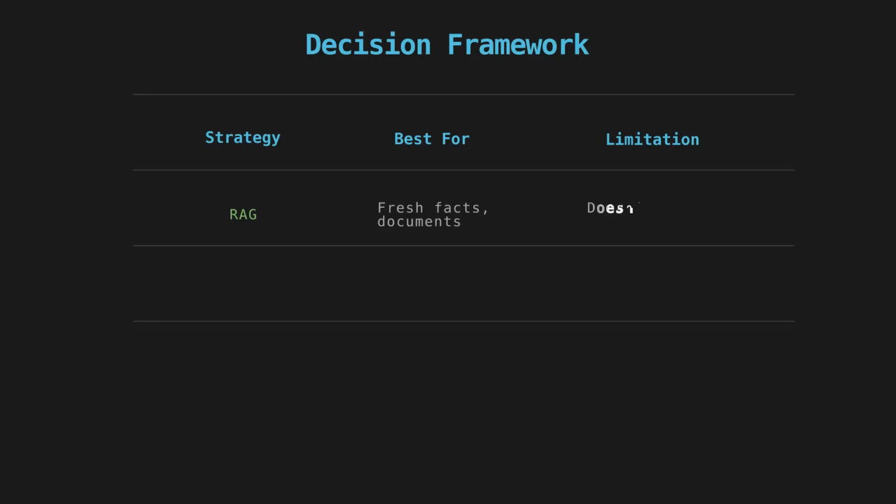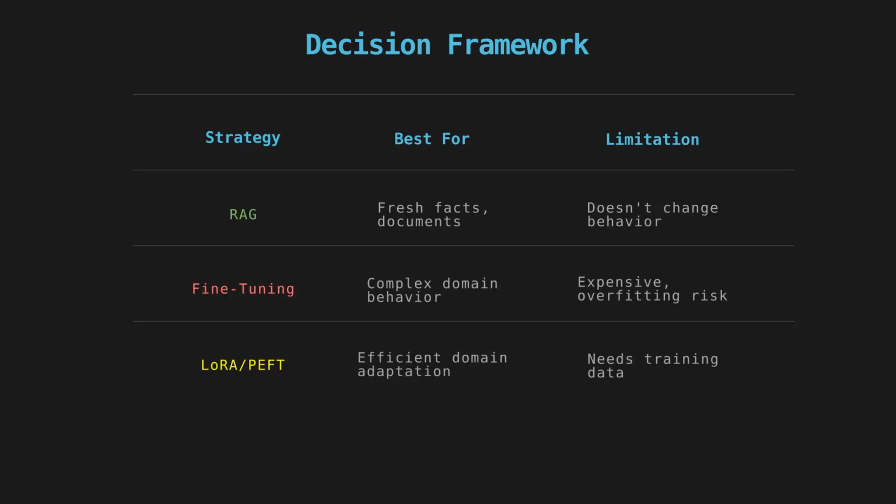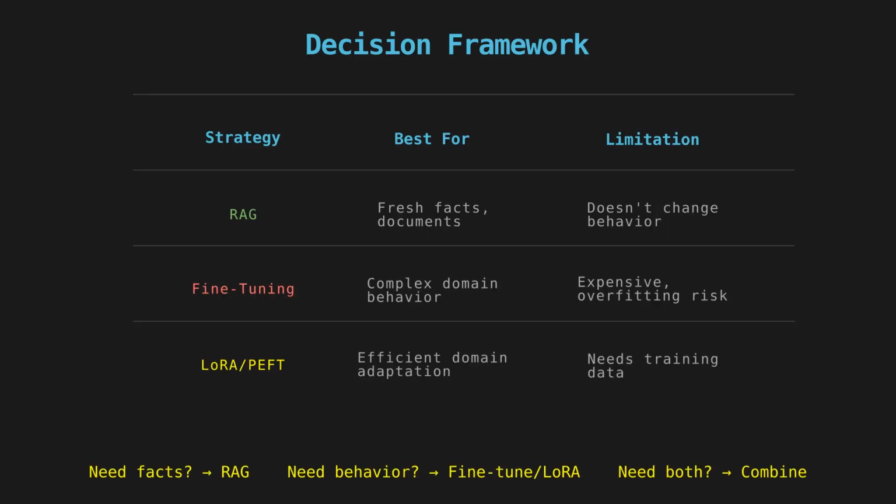So how do you choose? Here is a simple framework. Use RAG when the model needs facts, fresh knowledge, document search, or source citations. For example, answering questions from hospital policy manuals or searching legal contracts. Use fine-tuning when the model needs entirely new behavior that RAG cannot provide: learning a specialized output format, mastering a complex domain like drug discovery, or generating code in a proprietary framework.